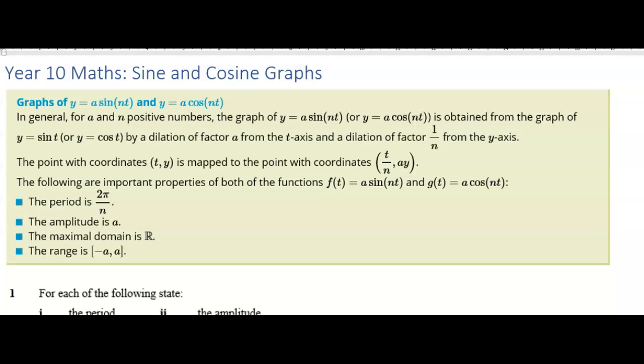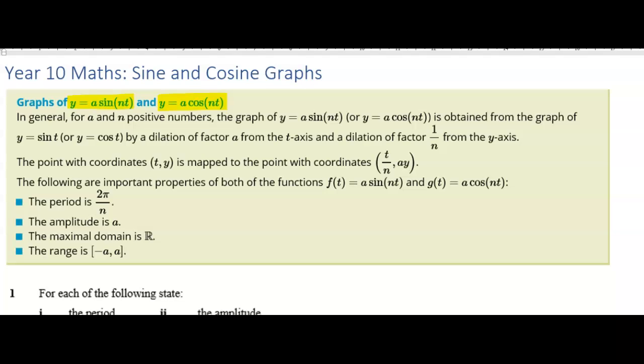We're not going to touch on transformations too much in this video. We're just going to focus on two things, and they are the period and the amplitude. What I've got in this little theory box here was taken from a methods textbook, so it looks a little bit different to what you might see in the year 10 textbook. But here are our two equations. We've got y equals a sine nt and y equals a cos nt.